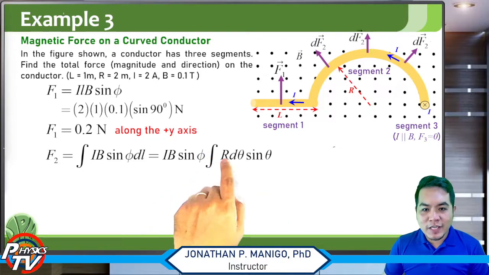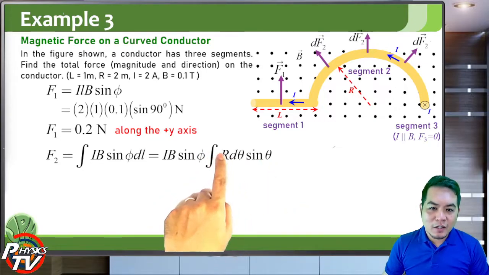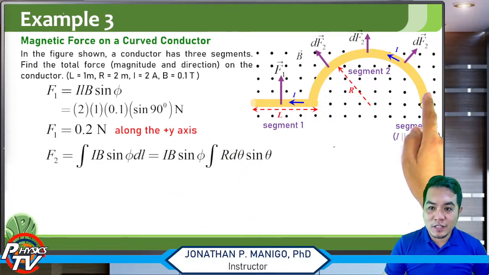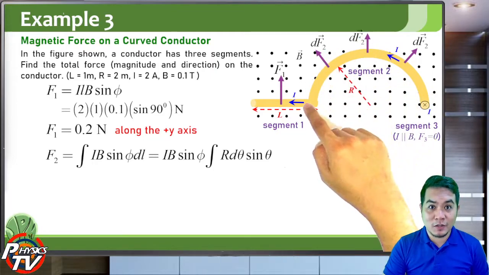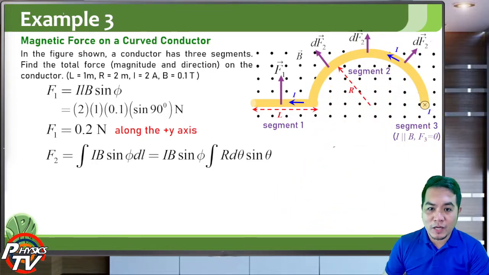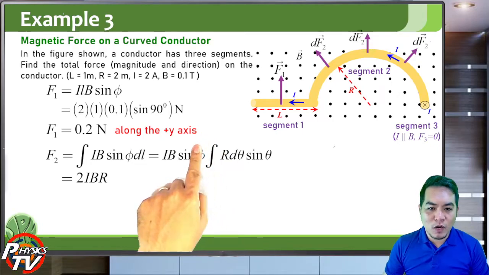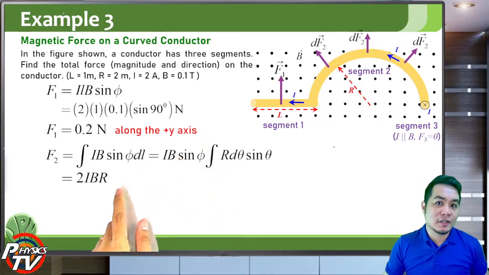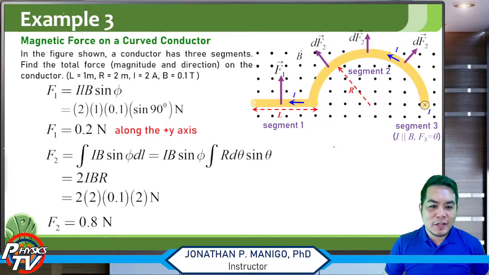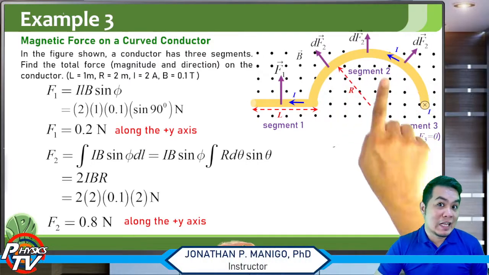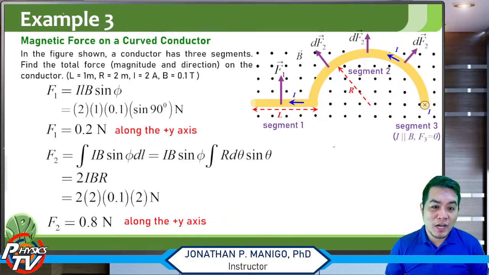So you take the integral of this, take r out of the integral, and the integral of sine theta d theta from 0 to pi. Since it's half of a circle, it's from 0 to pi, not from 0 to 2 pi, and the answer is 2. And you will get 2 IB. Sine phi is just 1, so 2 IB times r. You substitute all of that, and you will get 0.8 newtons, and the final direction is along the positive y-axis. So this whole segment will be forced upwards.